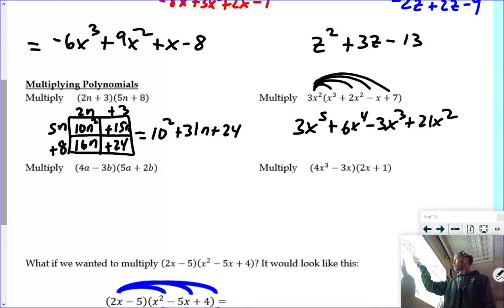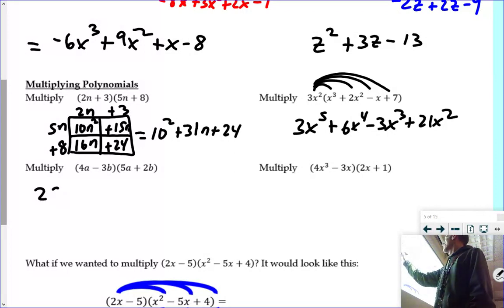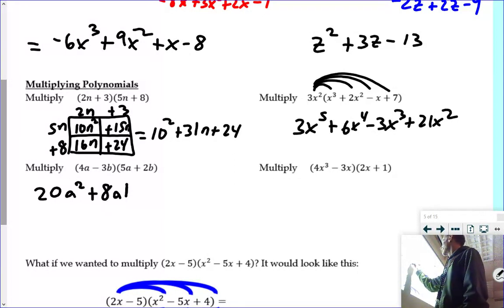For the next one, we got 4a minus 3b times 5a plus 2b. Again, don't overthink it, same thing. So if we got 4a times 5a, and I'm not going to set up the box method, but you're going to get the same numbers if you do the box method. 4a times 5a, 20a squared. 4a times 2b would be 8ab. Negative 3b times 5a, that's negative 15.